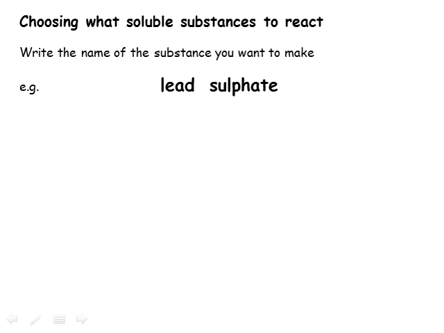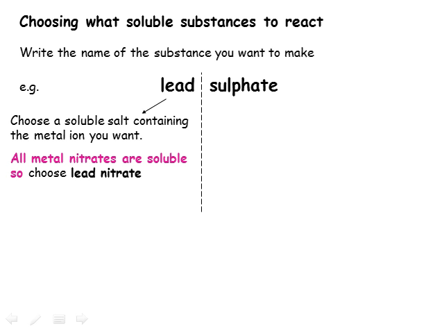Now we can use these rules to choose our two soluble salts to make an insoluble salt from, and to decide which of our products is going to be insoluble and form a precipitate. We start with the name of the insoluble salt we want to make. In this example, we want to make lead sulfate. We need one soluble salt which will provide the ions for the first part of the name, and one soluble salt which will provide the ions for the second part of the name.